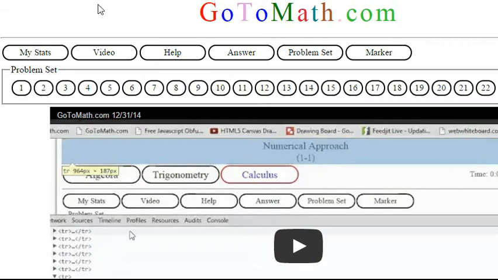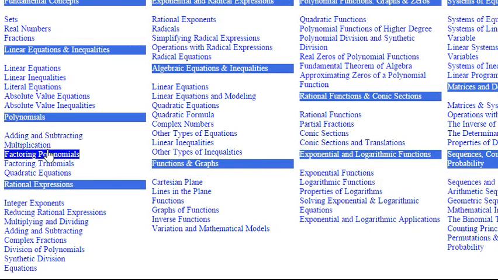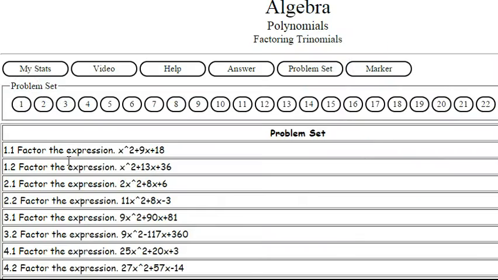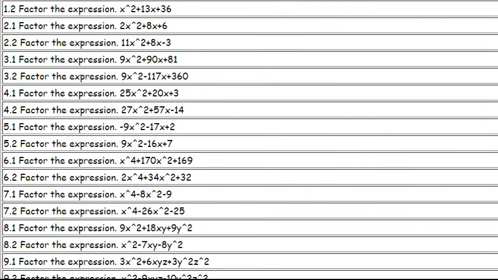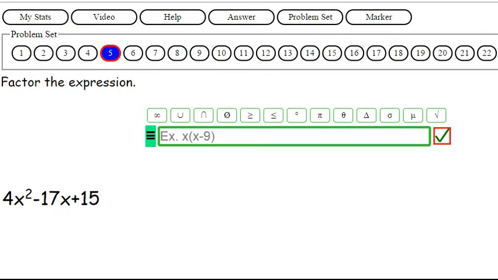Okay, we're over here at GoToMath.com. Click on algebra. Let's go down to factoring trinomials. And we are looking at 5.2. Let me write that down, 5.2. So we have 4x squared minus 17x plus 15. So you should be trying to work this thing out as fast as you humanly can.